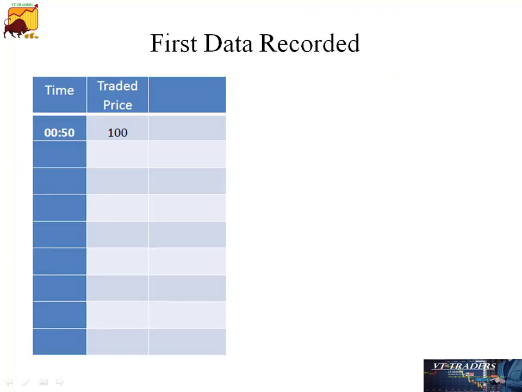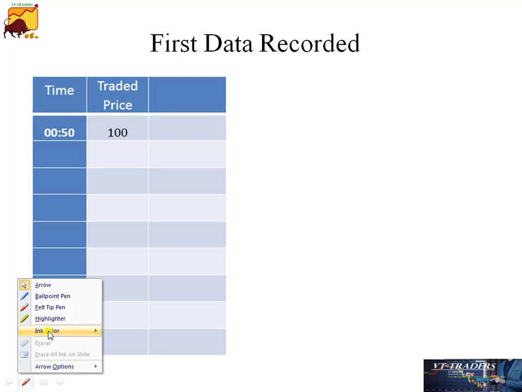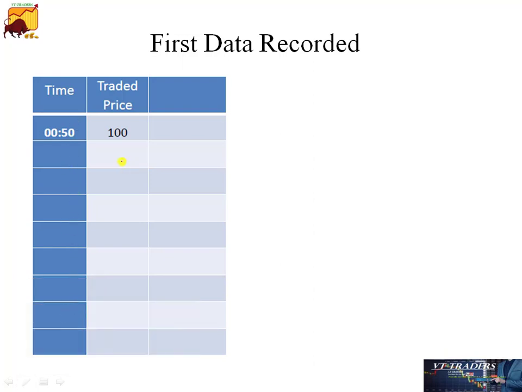So first data recorded at 50 second, that is traded price is 100, means supermarket sold the item at a price of 100 rupees, and the customer buys that item at 100 rupees. So here seller and buyer come together, that's why this price comes at 50 second. This is the first trade price. This is called the first traded price.